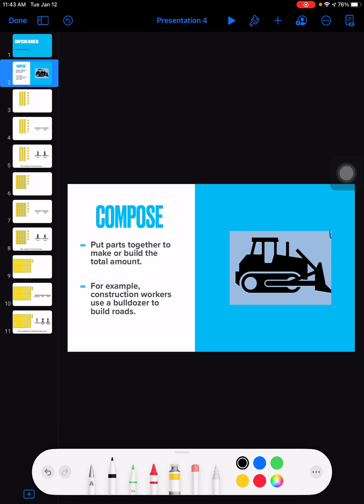So remember, when we're composing numbers, we're remembering what a bulldozer does. Construction workers use a bulldozer to build roads. It pushes sand and rocks together when they're building it. When we're composing numbers, we are pushing parts of a number together to make the total amount.